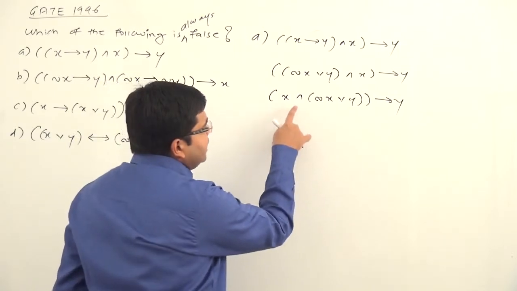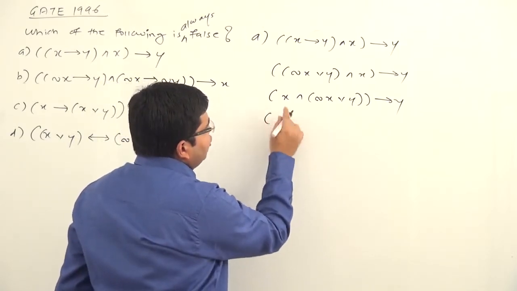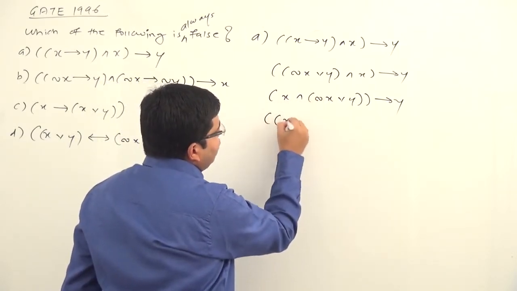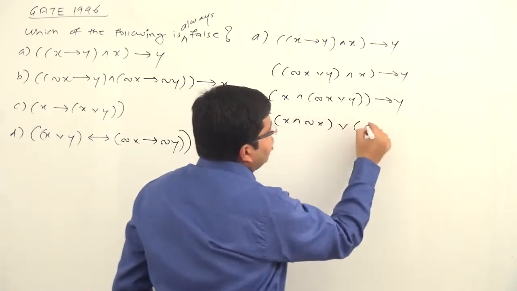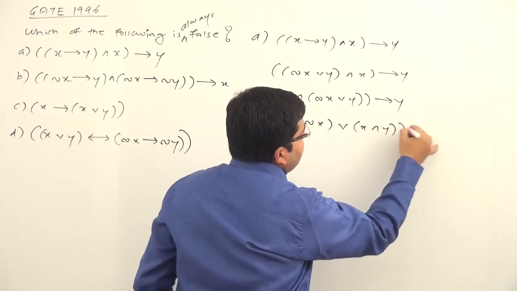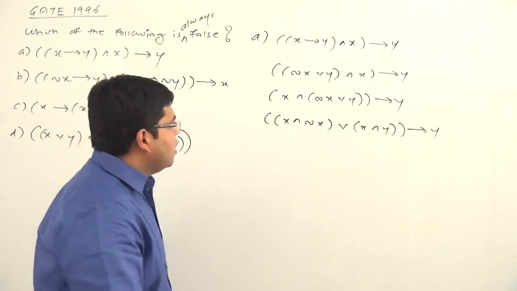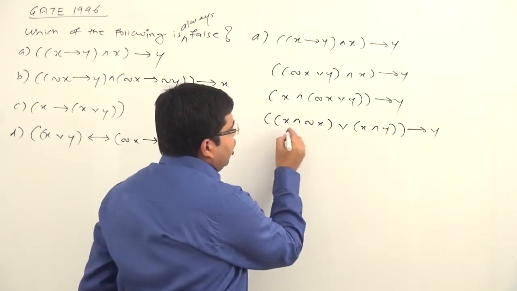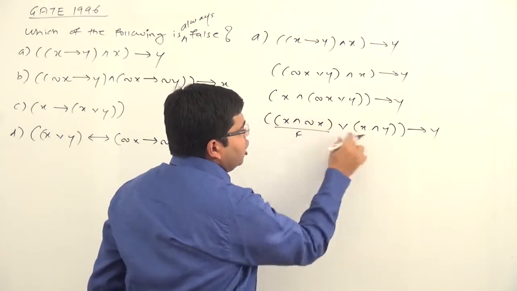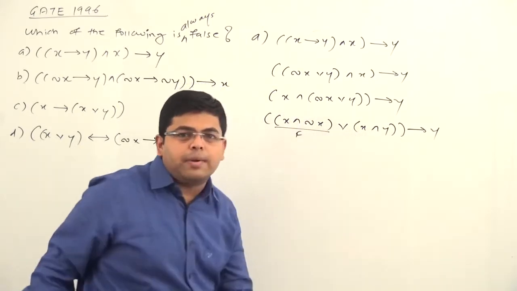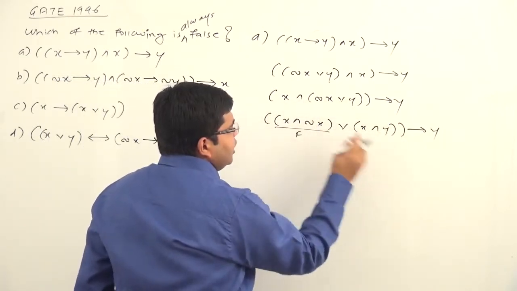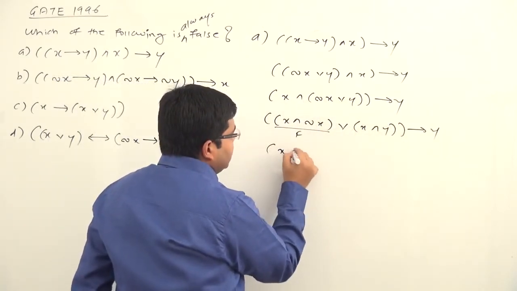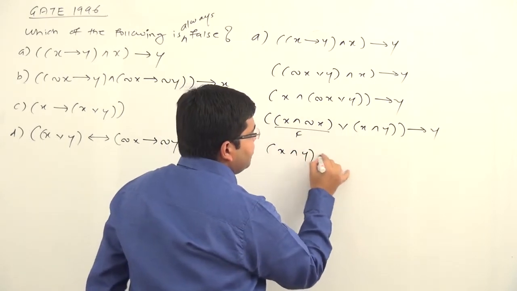Now let us apply the distributivity law. Therefore this will become x and negation of x or x and y implies y. Now x and negation of x will always become false, and false or anything will remain the same thing. We are applying the identity law, and that is why this entire bracket will reduce to x and y implies y.